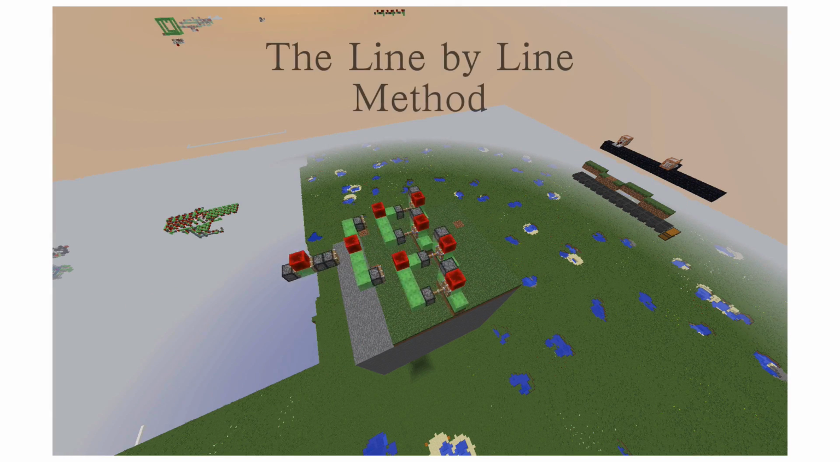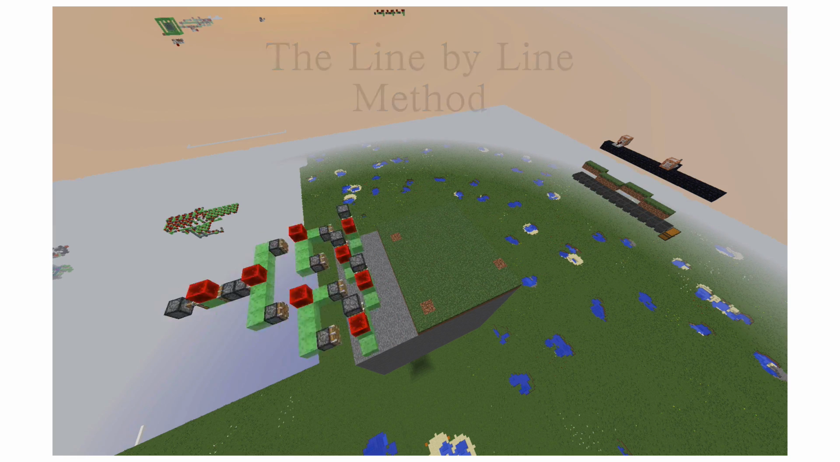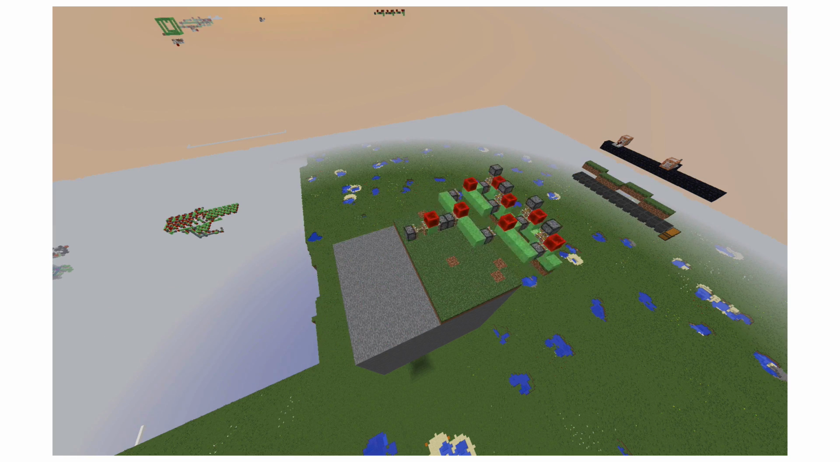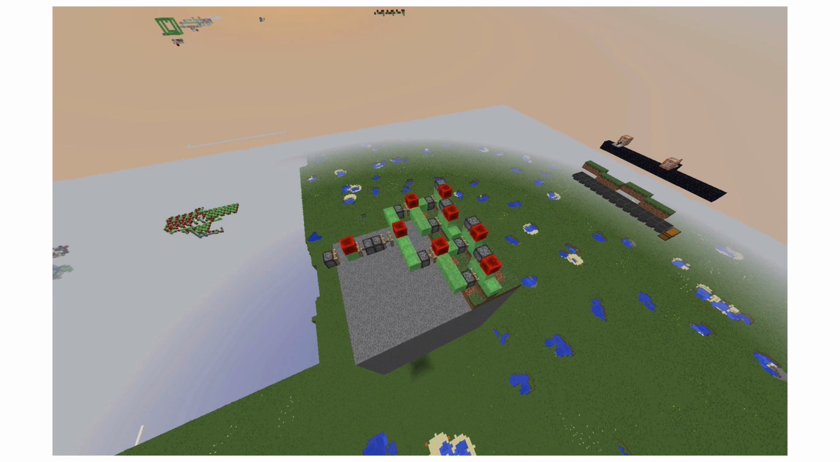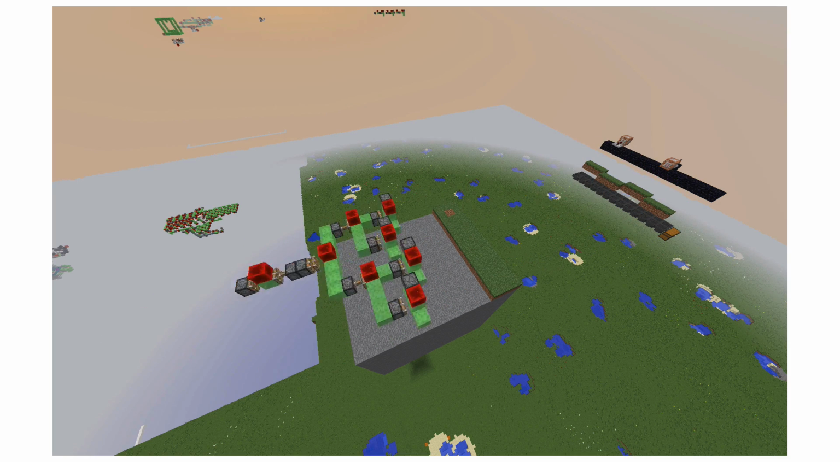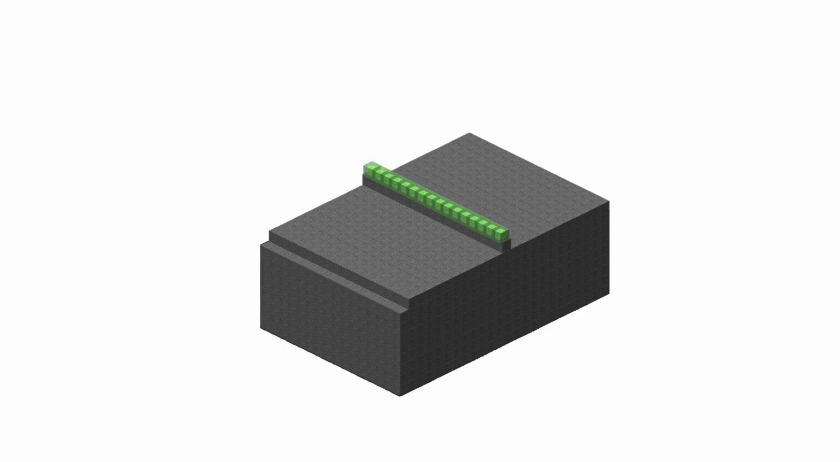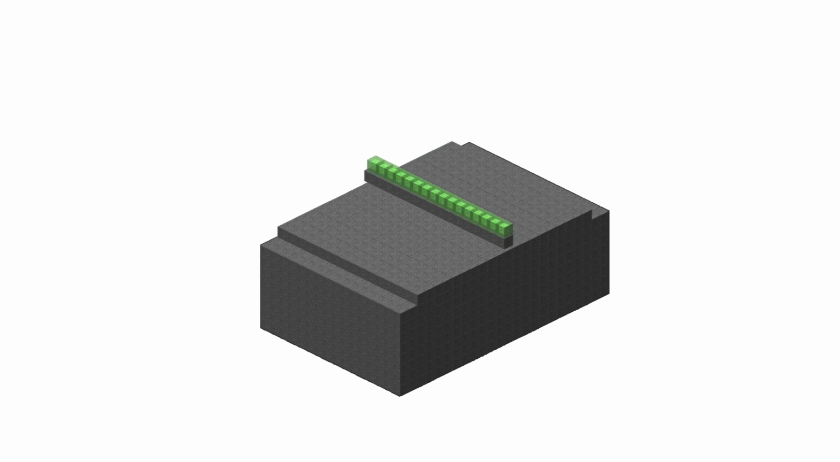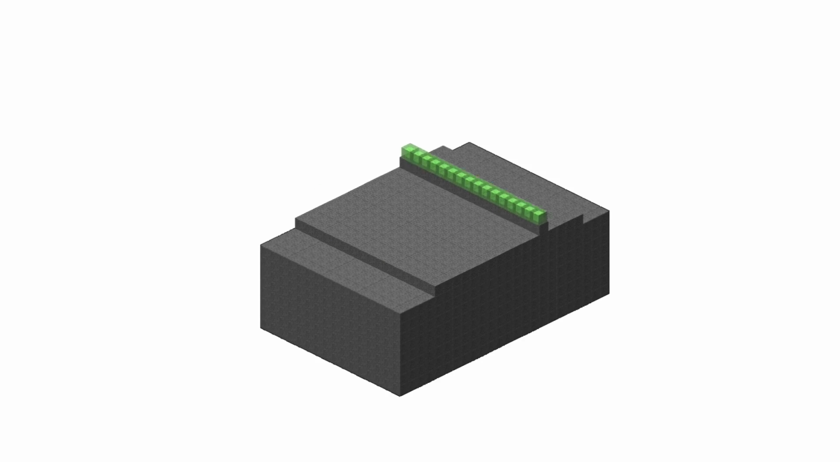Number 3, the line by line method. The line by line method involves a single flying machine flying over, picking up a single line of blocks and carrying them to the end point. At the end, the flying machines are decomposed and reconstructed back at the beginning, and the process repeats. It is also possible to use a two-way flying machine to fly backwards and forwards, taking lines of blocks from the outside in, creating a faster quarry.